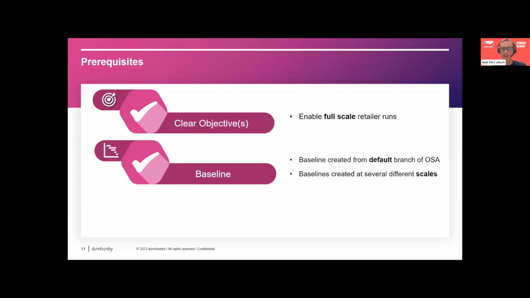So in our case study, we created a set of baseline outputs from the default branch of on-shelf availability. And because we want to test our work at different scales, several sets of outputs were generated from transaction data from around 40 products right the way through to transaction data from 100,000 products.